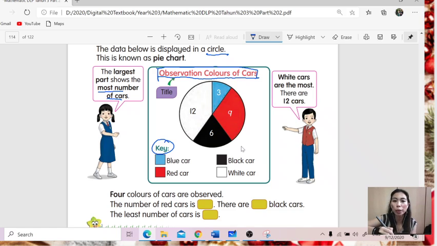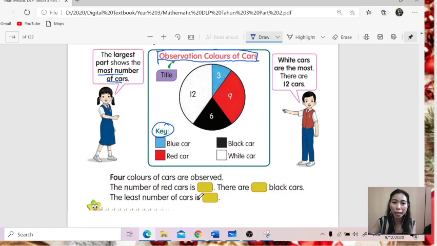And then the smallest part is blue. So also the number is the smallest, 3. So when you do a pie chart, you base on the numbers, and also when you draw it, the parts or the portion also depends on the number.